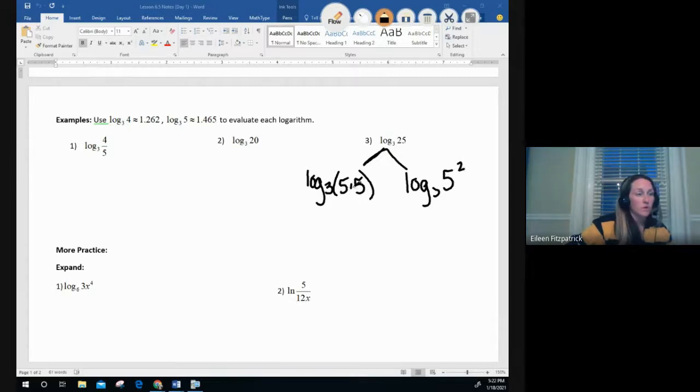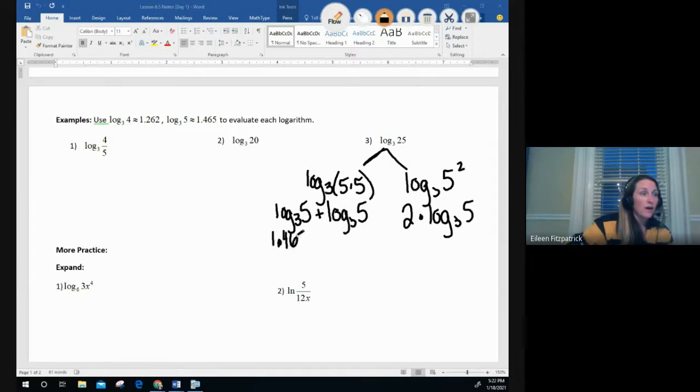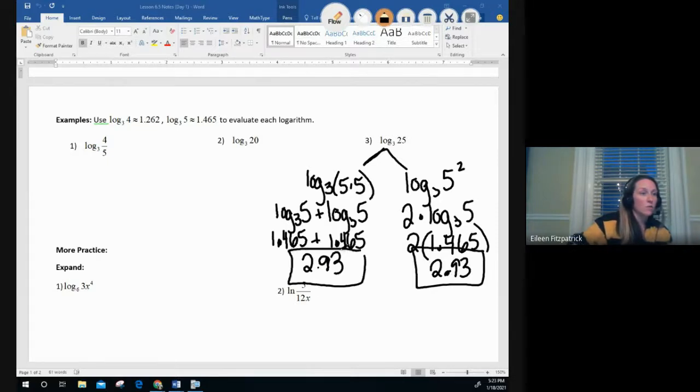Multiplication pairs with addition, so I'm going to write it as log base 3 of 5 plus log base 3 of 5. Over here, my exponent goes out front and I have 2 times log base 3 of 5. If I use this method, I substitute in 1.465 plus 1.465. Over here, I just have 2 times 1.465. I'm hoping you realize you're going to get the same answer either way: 2.93.